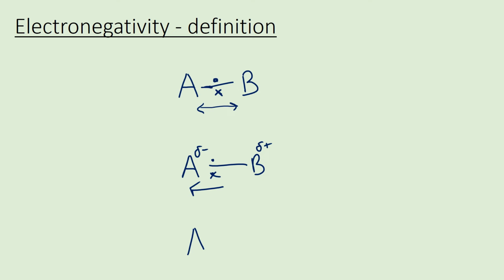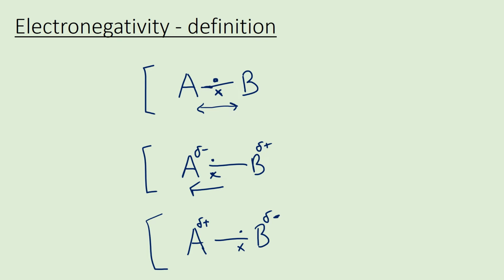And of course, the third scenario could be that B was more electronegative and the electrons are in fact attracted more towards the B, which becomes delta negative, or slightly negatively charged, leaving A slightly positively charged. So in the second scenario, A would be more electronegative than B. In the third scenario, B is more electronegative than A. And in the first scenario, they both have the same electronegativity.